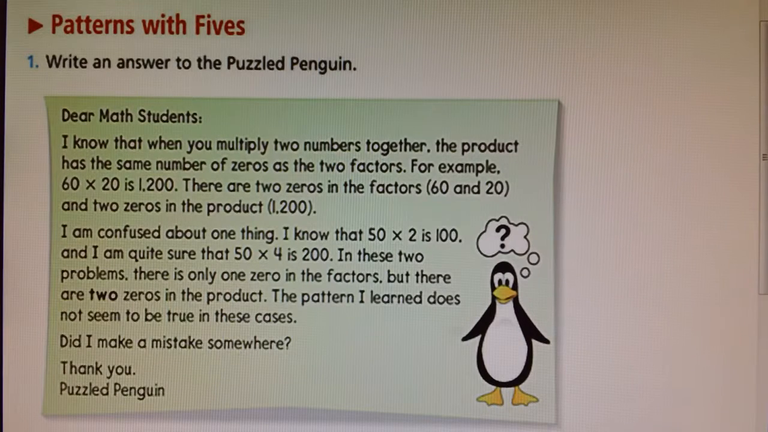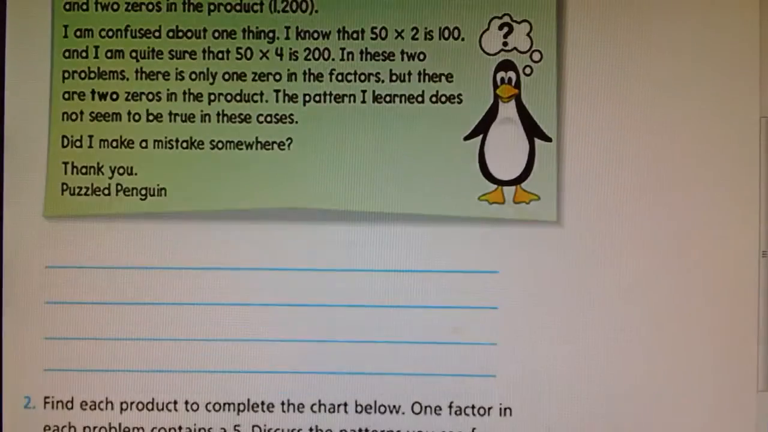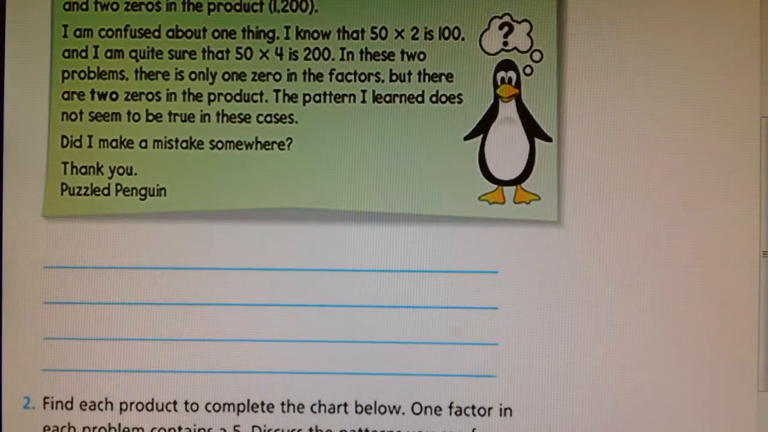I know that 50 times 2 is 100, and I'm quite sure that 50 times 4 is 200. In these two problems, there's only 1 zero in the factors, but there are 2 zeros in the product. The pattern I learned does not seem to be true in these cases. Did I make a mistake somewhere? So I want you guys to pause the video and go ahead and answer Puzzled Penguin's question on the lines below, then come back and check your answer.